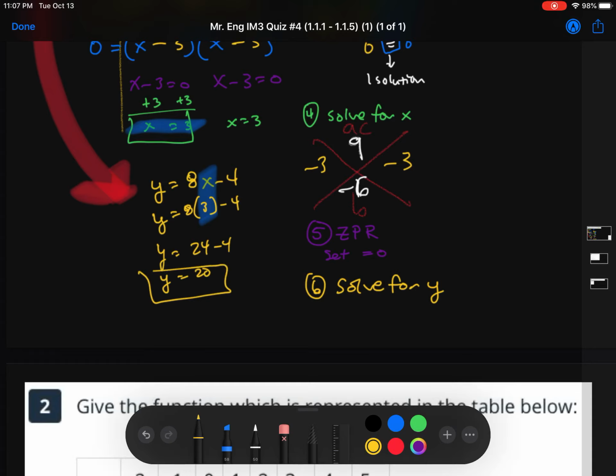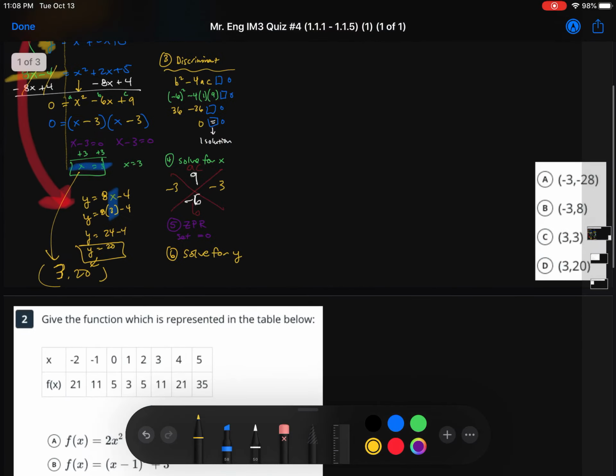Okay, that means my intersection is going to be 3 comma 20, right? Boom, boom. Okay, so your answer is going to be D.